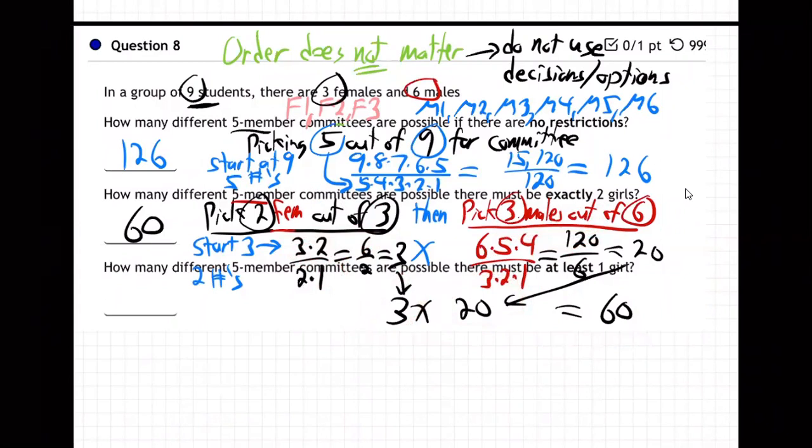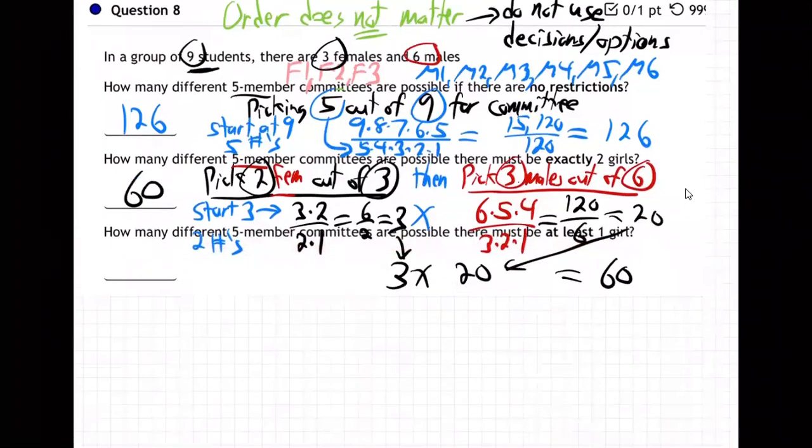And then coming down for the last part, how many different 5-member committees, if there must be at least 1 girl? Well, this is pretty darn tricky. This is like a bonus question. Maybe you're not feeling like it's a bonus. And here's the trick. At least 1 girl.